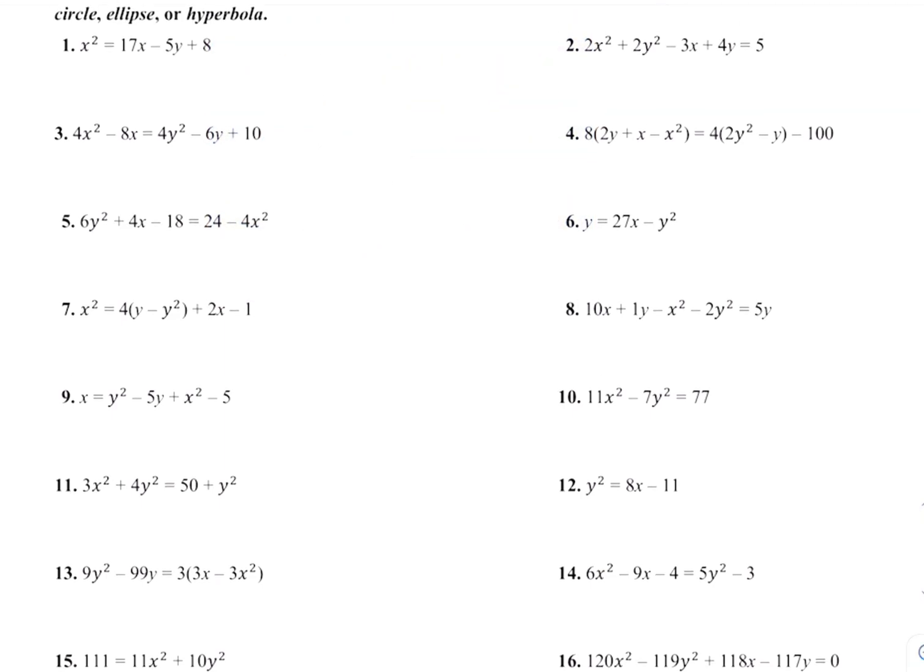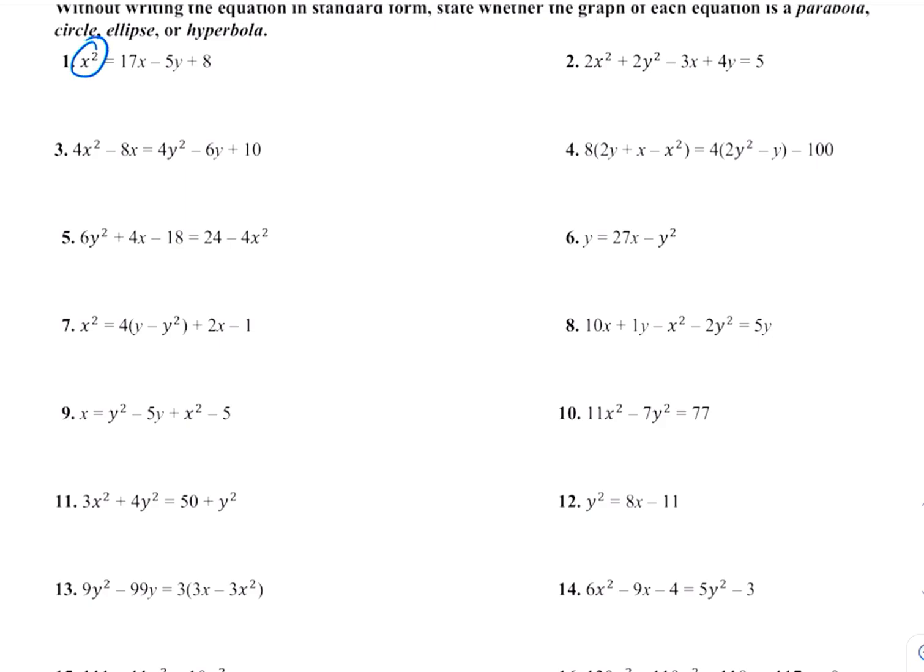All right, so on problem 1, we have one squared term, so this is a parabola. On 2, I have two positive square terms with the same coefficient, so that means that this is a circle. On 3, before I can decide what this is, I would need to move my squared term over. So I'm really looking at that 4x squared minus 4y squared with my other things. Since I have one positive and one negative squared term, that makes this the hyperbola.